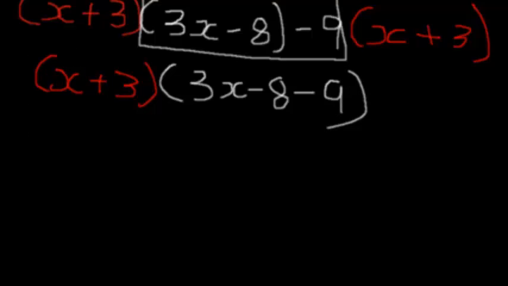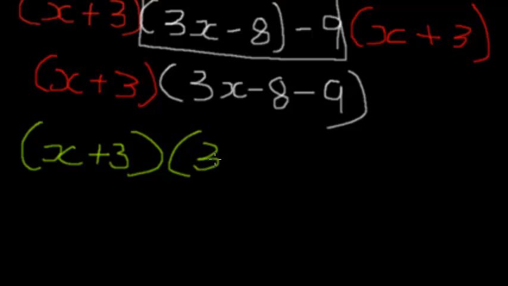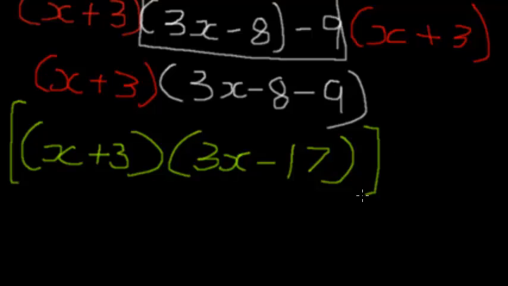Let me just turn it to like green. Okay, so we can just simplify it into this answer, x plus 3, and then it's going to be 3x minus 9 minus 8 minus 9, which is negative 17. So this is basically how we learn to rewrite expressions so that it's easier to simplify.